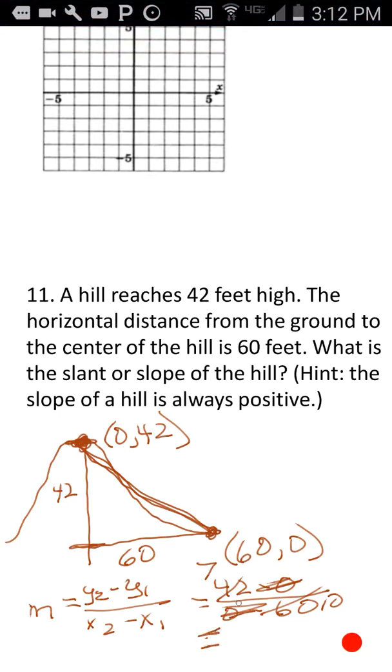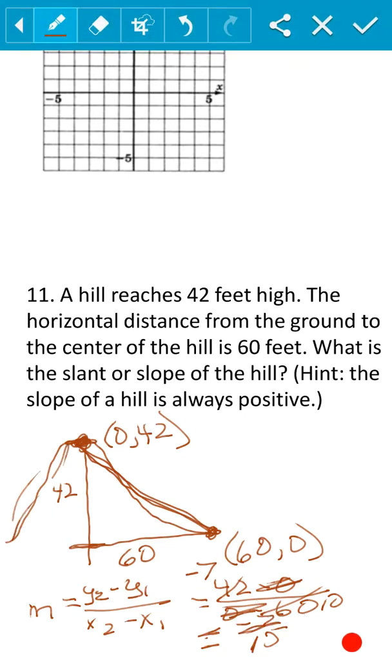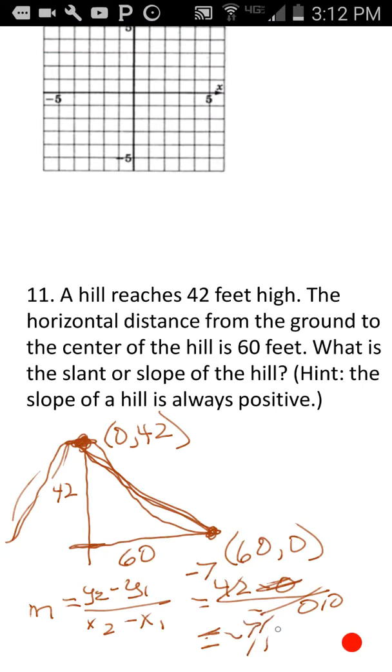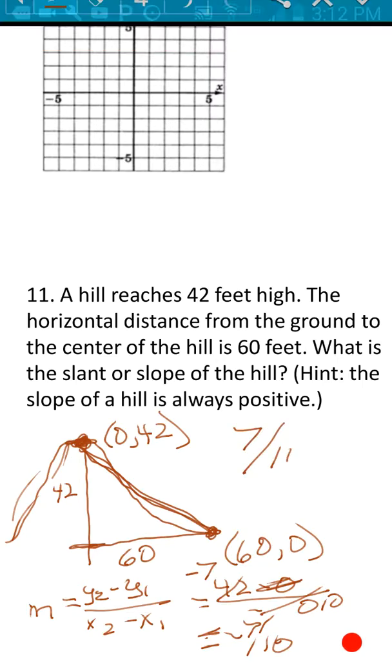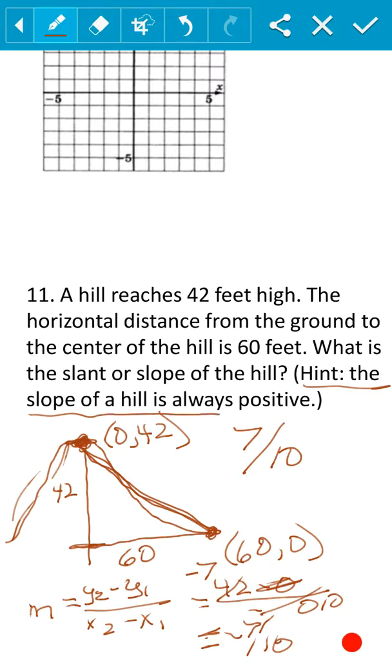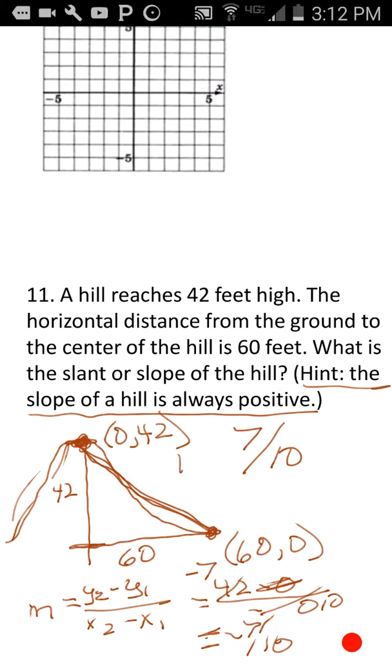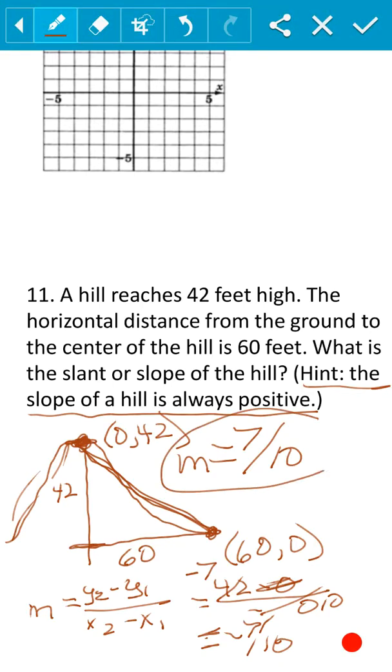So the slope, even though it's negative here, if you had done it on this side of the hill, it would have been positive. So I'm sorry, let me clean this up some. So it's going to be negative, why can't I write? Because I had the eraser on. -7/10, and we're going to make it positive because the slope of a hill in a real thing is always positive. Okay.